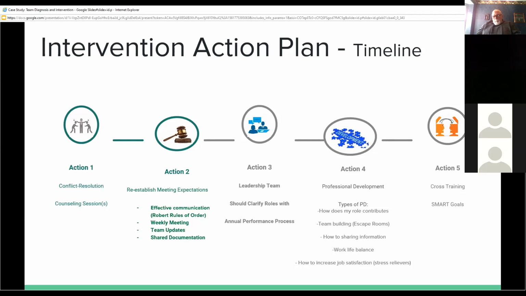For action 4, we had professional development, different types of professional development, which would be, for example, how does my role contribute to the organization? We felt like that would help them know exactly what their job was, like what their job duties were.